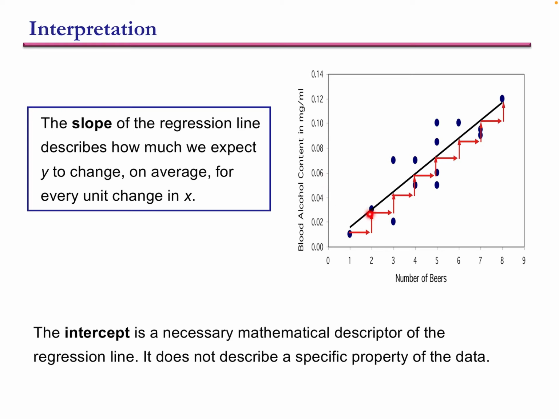The intercept, if you draw the line all the way to the y-axis, where it intercepts, the y-intercept is just a mathematical description of the regression line. It's important because it places that regression line vertically along the y-axis, but it's not describing any property of the data. The slope does that, the y-intercept does not.